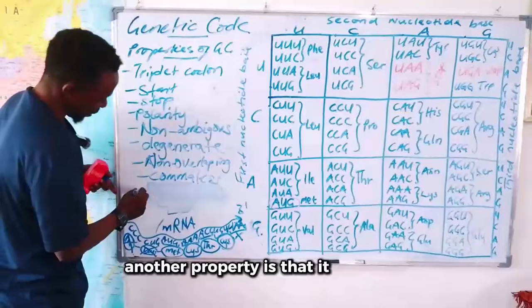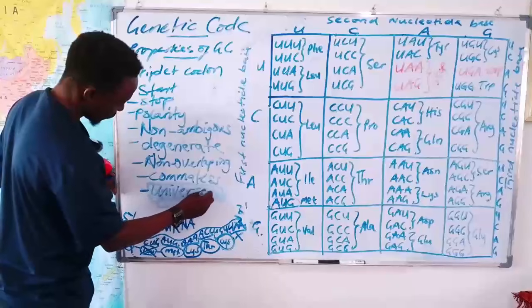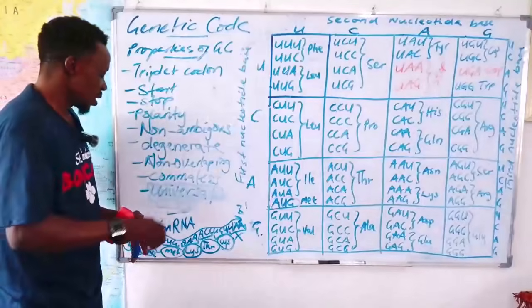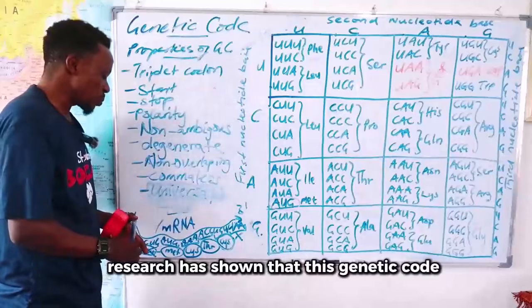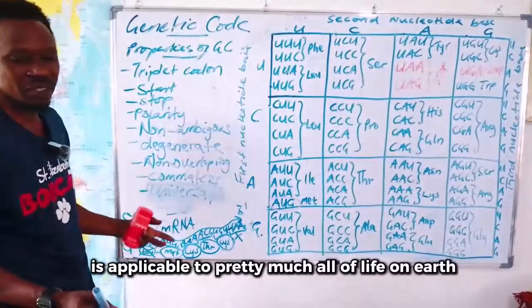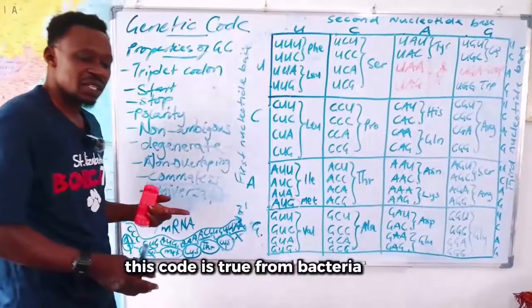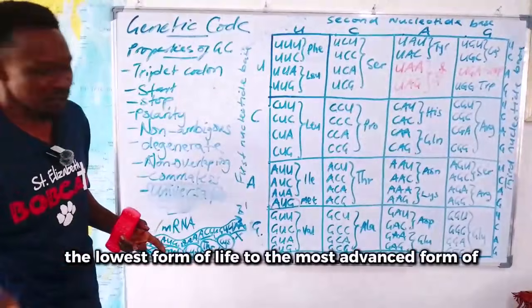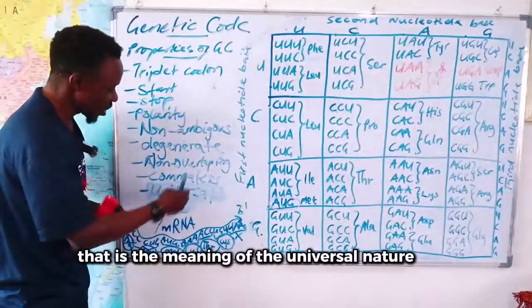Another property is that it is universal. Universal entails that research has shown that this genetic code, the way we are looking at it now, is applicable to pretty much all of life on Earth. This code is true from bacteria to man, the lowest form of life to the most advanced form of life. The genetic code holds true. That is the meaning of the universal nature of the code.